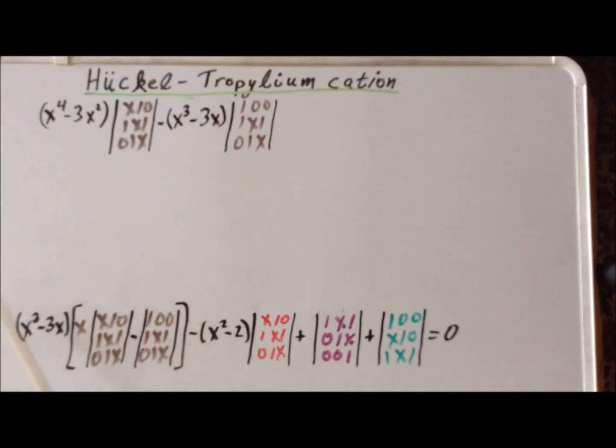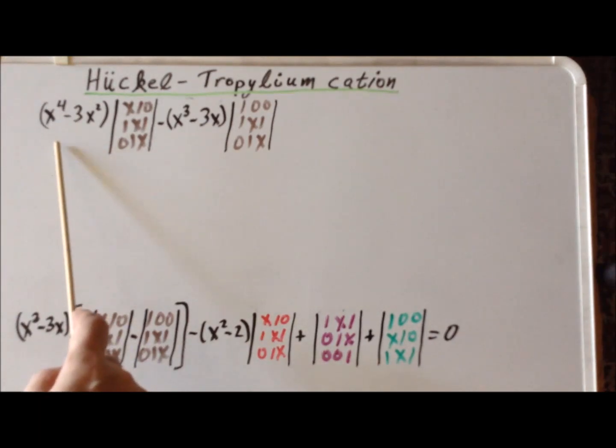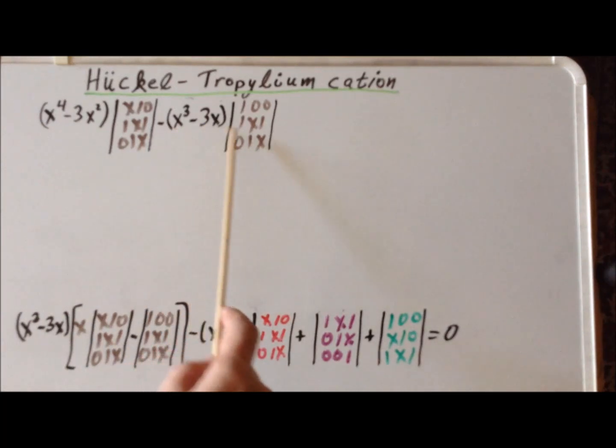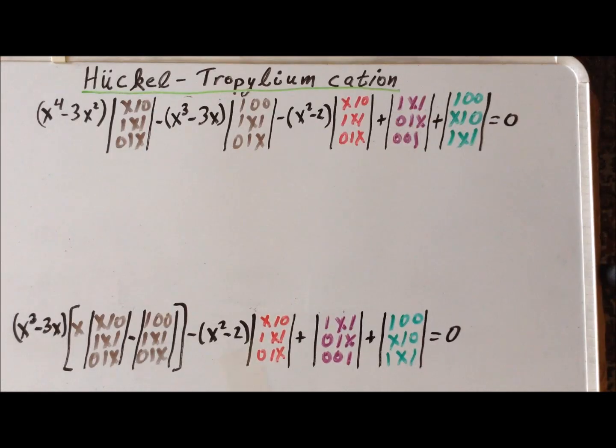Applying the distributive law to this expression here, multiplying times the x, we get x to the fourth minus 3x squared times the first brown 3 by 3 determinant. And then we distribute the minus sign to get minus x cubed minus 3x times this particular brown 3 by 3 determinant. And we're going to simply write down the remaining three expressions without change in this step. And we get our equation reduced now to this combination of 3 by 3 determinants.